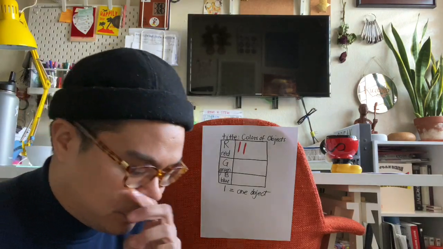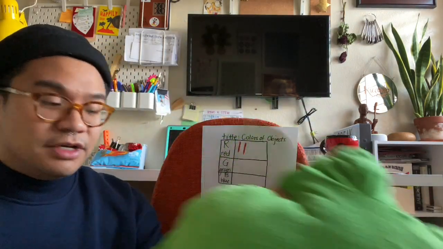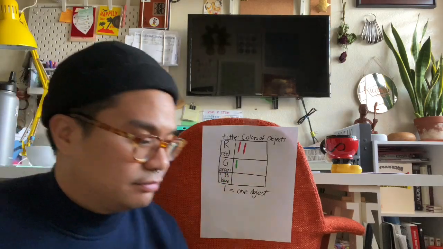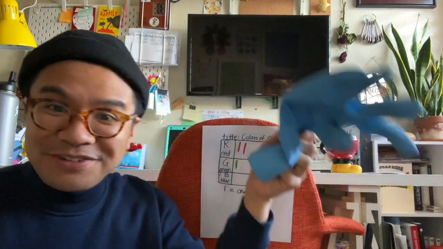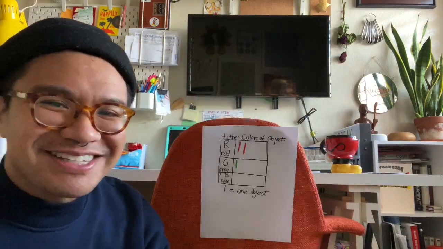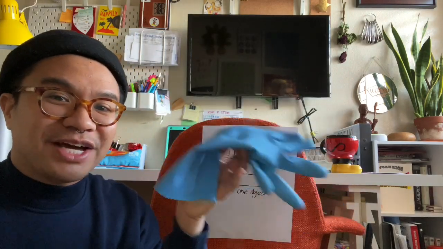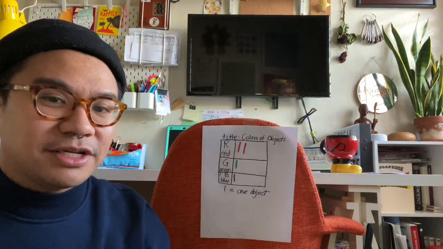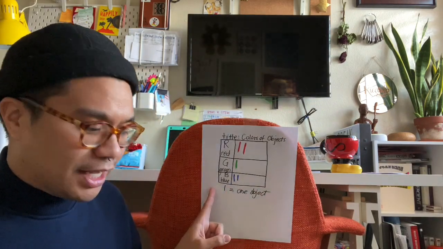Now I can move on to my green objects. Let's see. This pillow is green, so I'm gonna put one tally in the green category. And actually, this is the only green object I have. So now I can move on to the blue category. Remember that glove? This is one object, so I'm gonna write down one tally because I have one object so far that's blue. And I also have these cubes. This is one object. So I'm gonna write down one tally, another tally in my blue category.